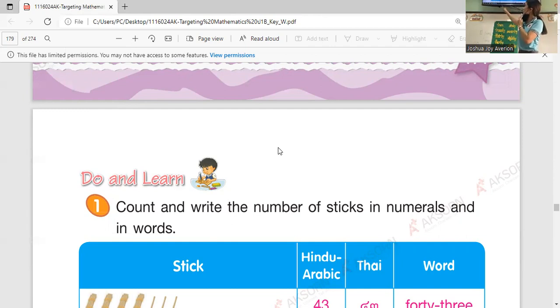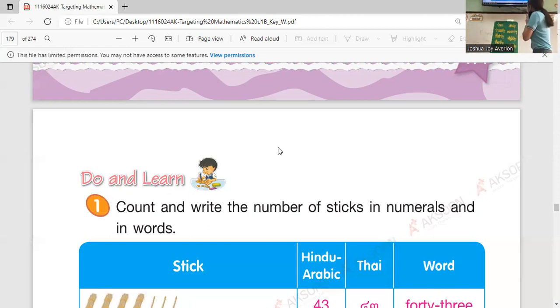Plus how many ones? 1, 2, 3. How many? 3. So we have 40 and then we're going to add 3. How many is that? 43. Again? 43. So here, you're going to write the Hindu-Arabic numerals. You write the numbers 4 and 3. So we have 43. And then we're going to write it in Thai. So what is 43 in Thai?